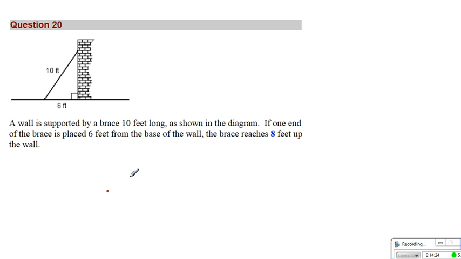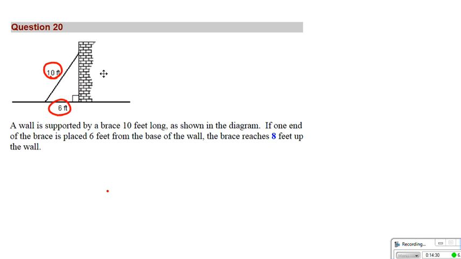Alright. Now here we have 6, here we have 10. What is the value of h basically?